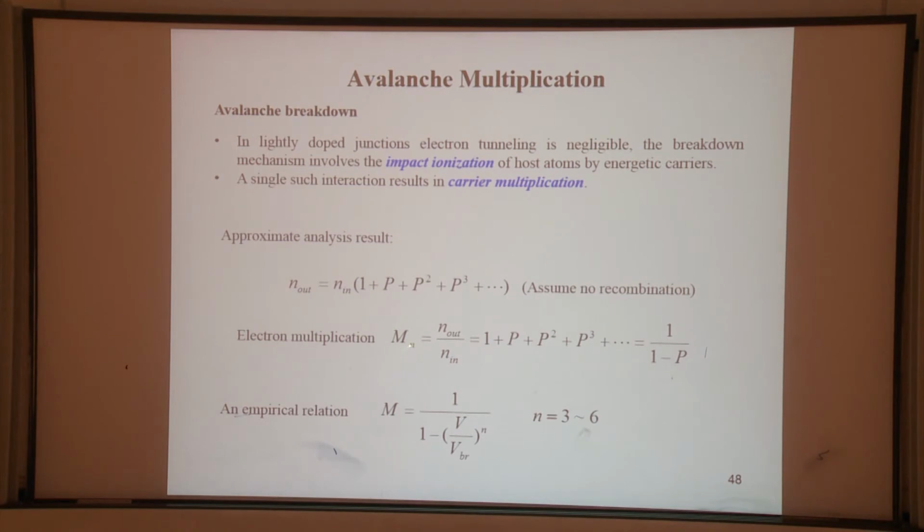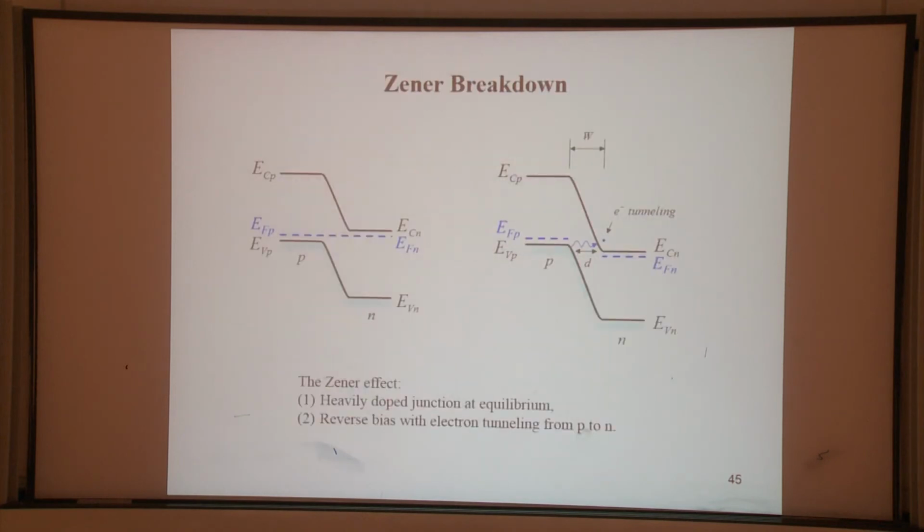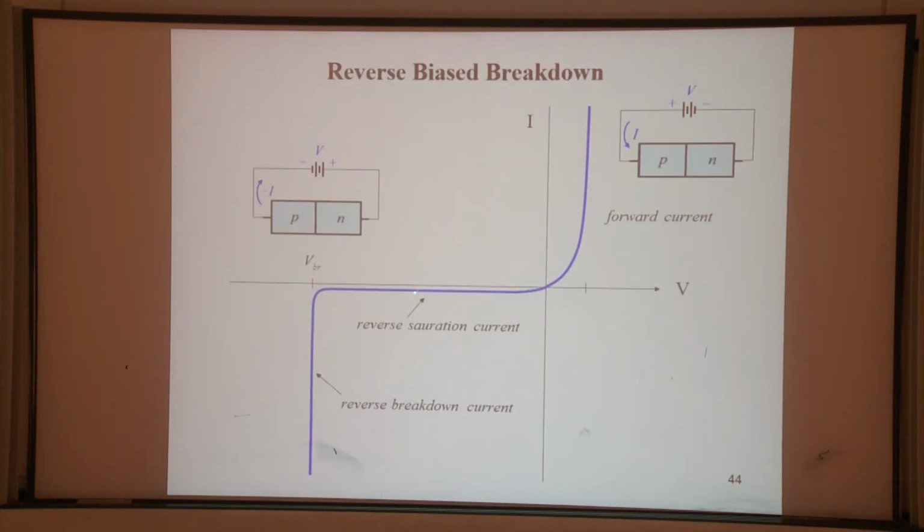So actually, the current coming out is more than the current that you input. You induce a lot of current. That is why, when the input is a very small current, you generate a very high current at a certain voltage.